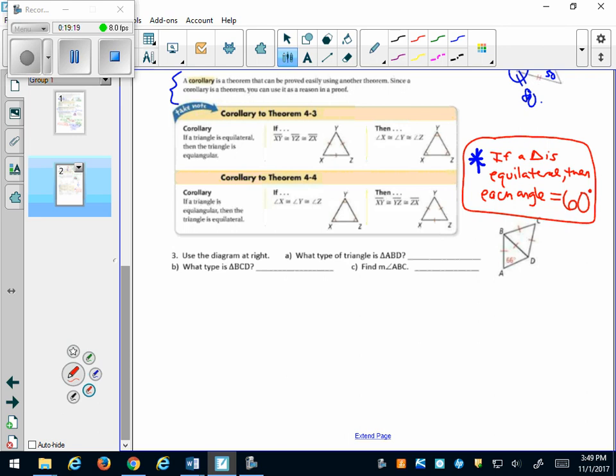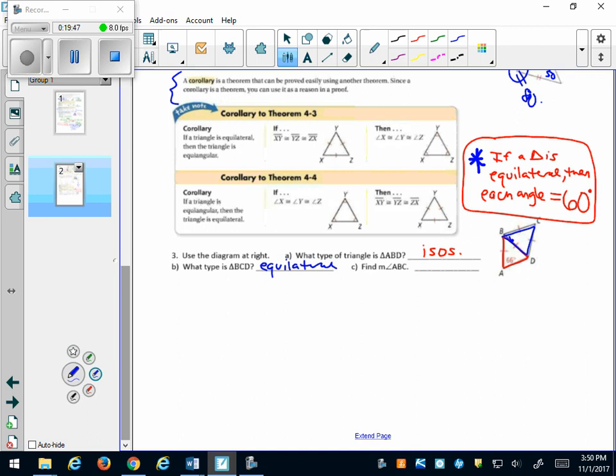Okay, so refer to the diagram at the right. What kind of a triangle is triangle ABD? ABD, that's going to be isosceles. What type is BCD? Well, BCD has all three sides marked congruent, so what do we call that? Equilateral.